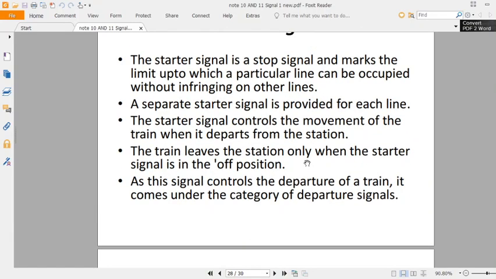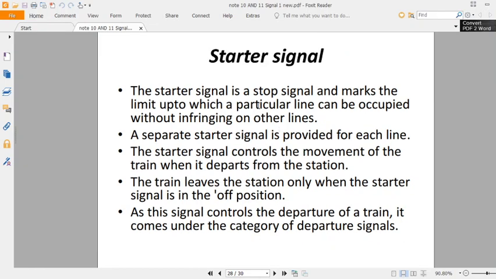Then comes the starter signal. The starter signal is a stop signal and marks the limit up to which a particular line can be occupied without infringing on other lines. A separate starter signal is provided for each line. The starter signal controls the movement of the train when it departs from the station. The train leaves the station only when the starter signal is in the off position. As this signal controls the departure of the train, it comes under the category of departure signals.